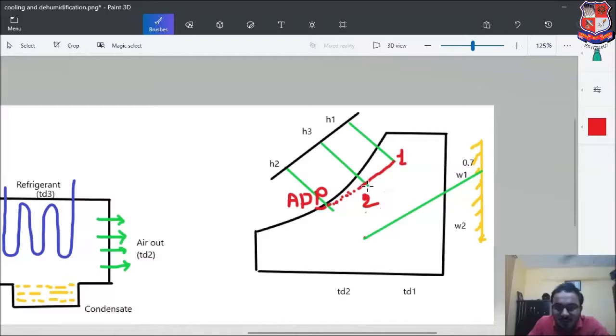In ideal condition the exit temperature will be equal to the apparatus dew point, which let us indicate with point number 3. So in this ideal situation, from point 1 we should reach up to point 3. However, in real conditions bypass factor is always present, so we can cool only up to point number 2. So whenever you need to indicate the apparatus dew point, you can simply extend your given process till it touches the saturation curve, and this will be your apparatus dew point temperature.